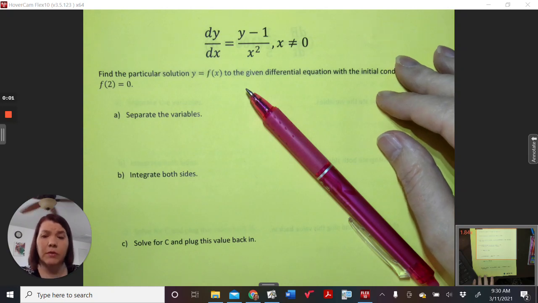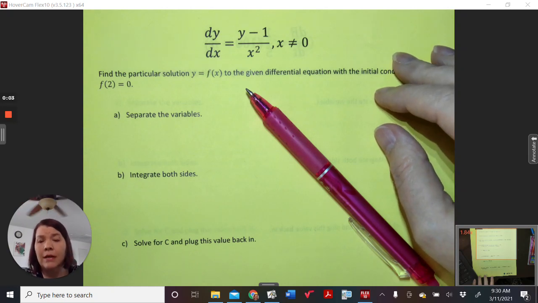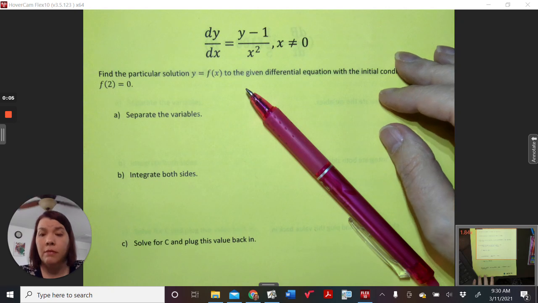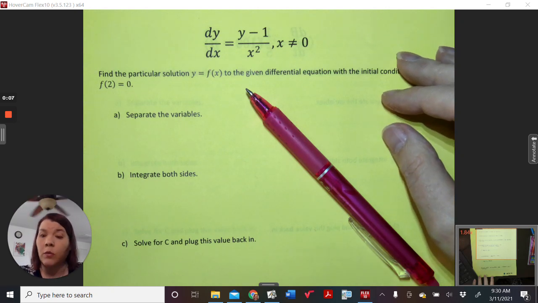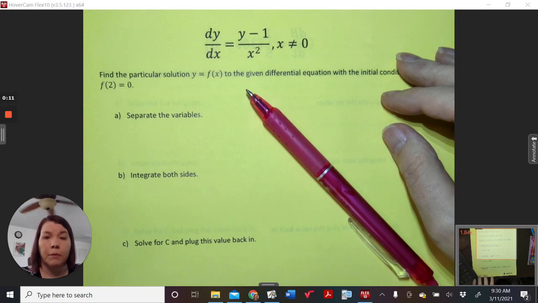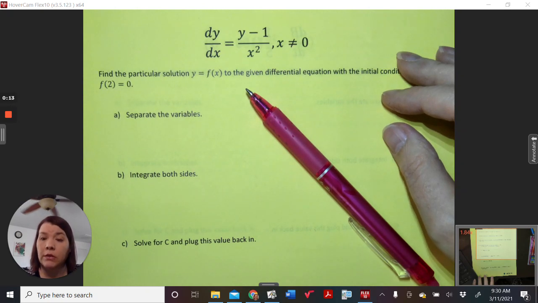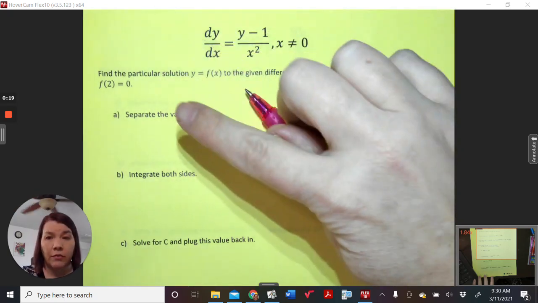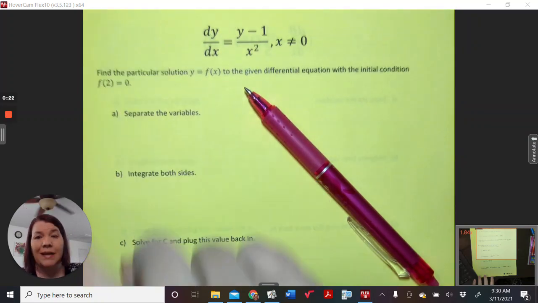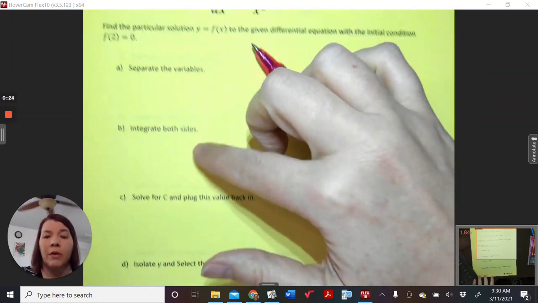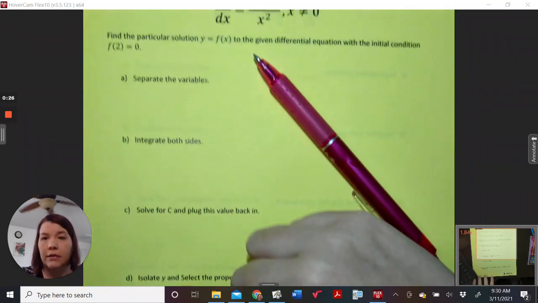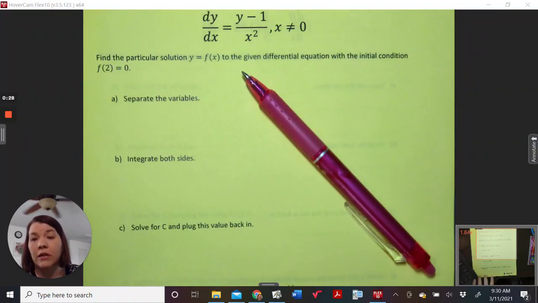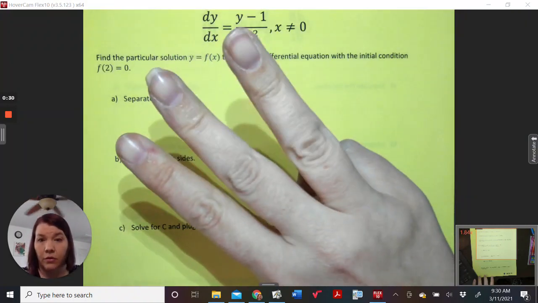All right, so we're going to be doing just some general practice on differential equations. So we've practiced separating. This one we're really going to go through the whole process. Now remember that if it wants a general solution, we don't need to do solving for C, and we don't need to select. If it says general, we only separate, integrate, and isolate. If it says particular, we need to do 5 things instead of 3.